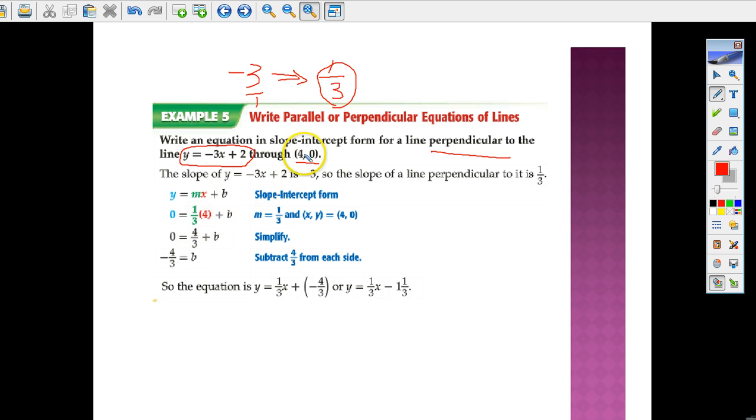It's going to go through points 4, 0. So instead of x put 4, instead of y put 0. By doing that, I'm going to figure out what my b is. And once I find my b, I'm going to rewrite the equation with my slope and my y-intercept. So y equals 1/3 x minus 1 1/3, or minus 4/3, same thing.